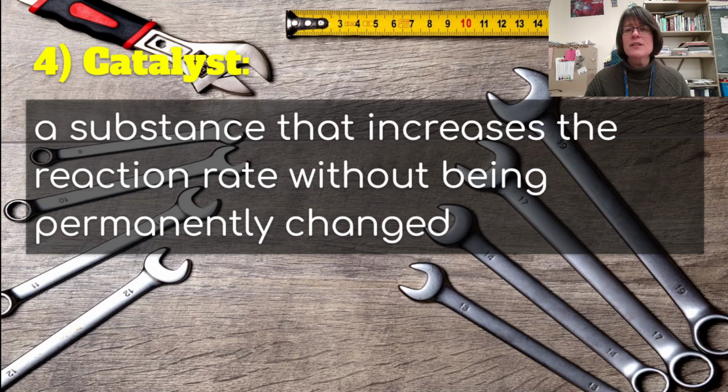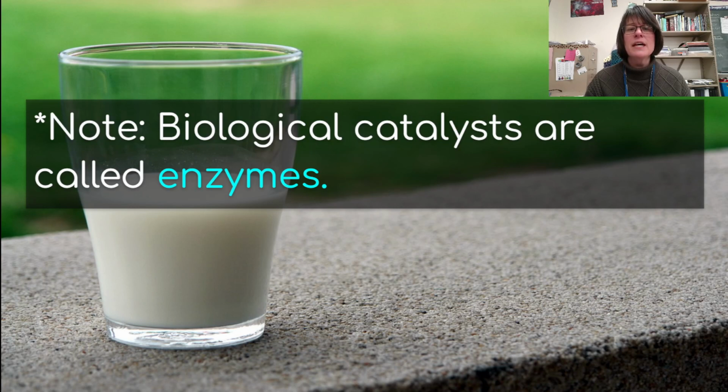And it also has to be the right shape a lot of times. The wrench has to be the right shape to fit the nut that you're using. So a catalyst also has to be the right shape to fit the reactant that you're using. And one thing to note is that biological catalysts are called enzymes, and like the wrench, they are very shape specific.